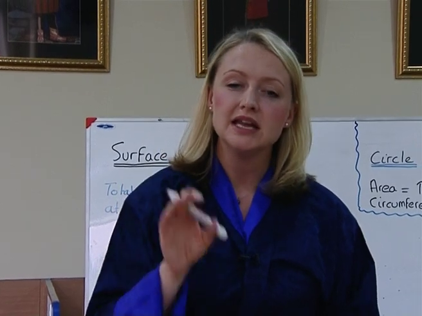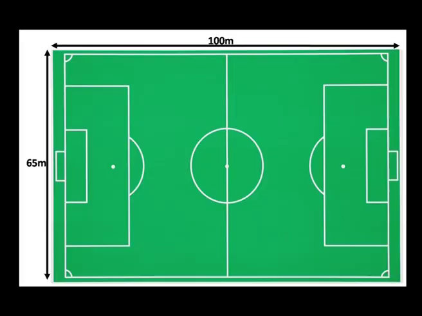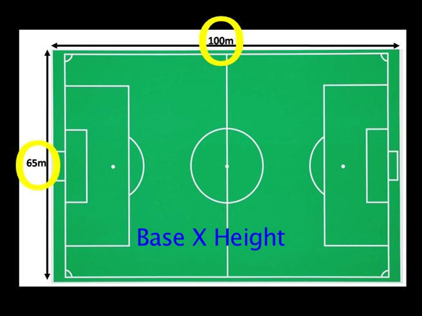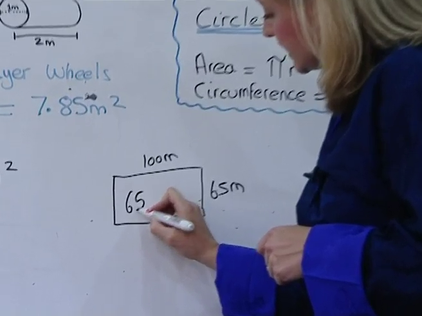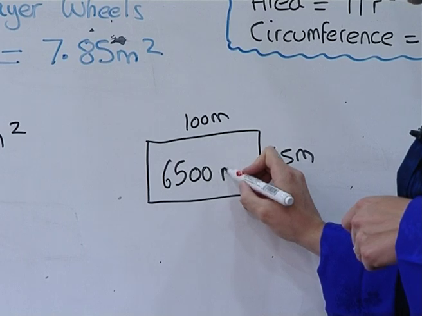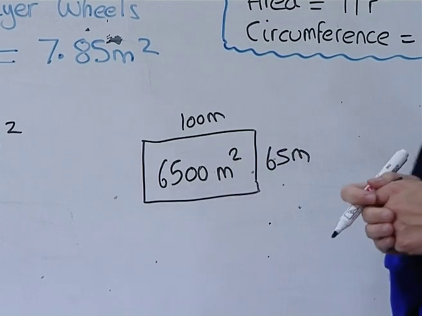Well, we can easily picture a football pitch. Now, football pitches are roughly 100 metres by 65 metres. So base times height, we know that the area of a football pitch is somewhere in the region of 6,500 metres squared.